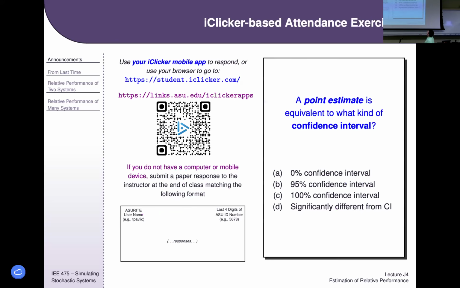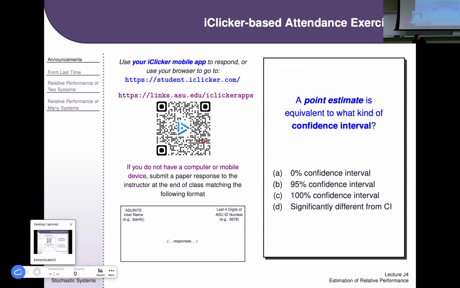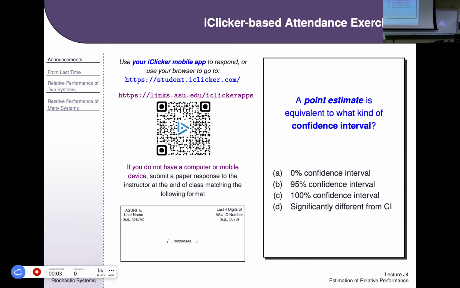All right. Okay, so let's start with a clicker just to get us warmed up from last time. Multiple choice. The question here is about a point estimate. If somebody gives you a point estimate, if they say the waiting time is 5 minutes, and that's an estimate, a point estimate is equivalent to what type of confidence interval? A 0% confidence interval, a 95% confidence interval, a 100% confidence interval, or has no relationship to a confidence interval. So go ahead and put that in there.